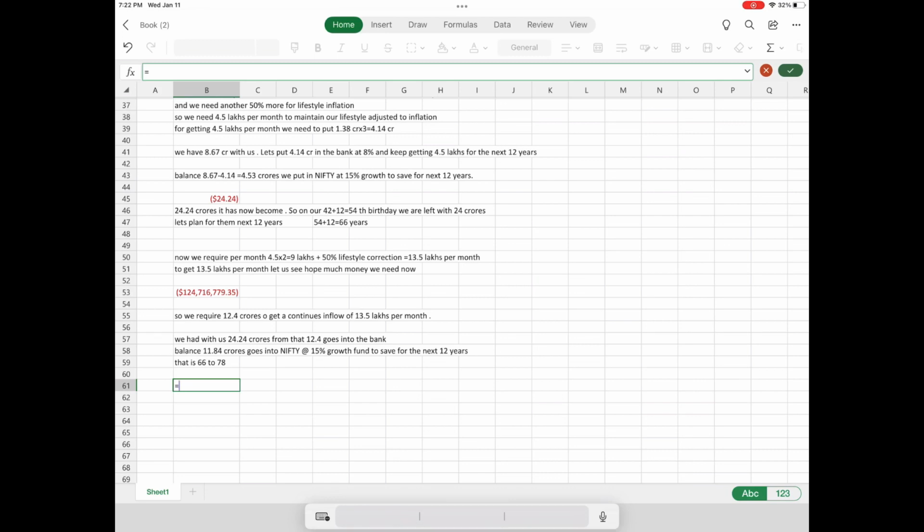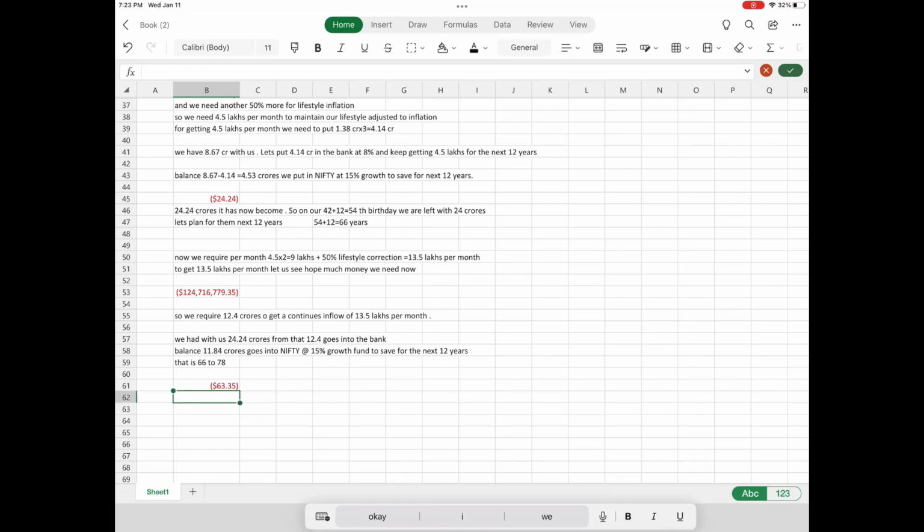So put present value and future value, and the rate is 15%. So we are calculating how much money you are going to get on your 78th birthday. 12 years, and now you are putting 0. So present value is how much we are putting, the balance 11.84 crores. So 11.84 crores and press enter. So you are going to get 63 crores on your 78th birthday, guys.